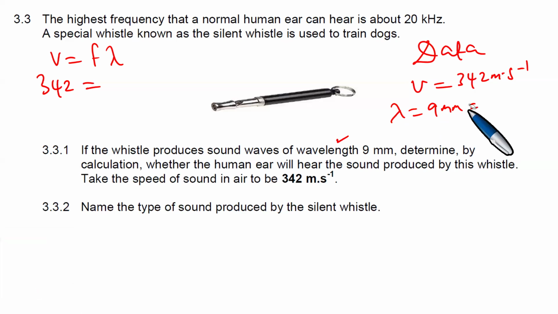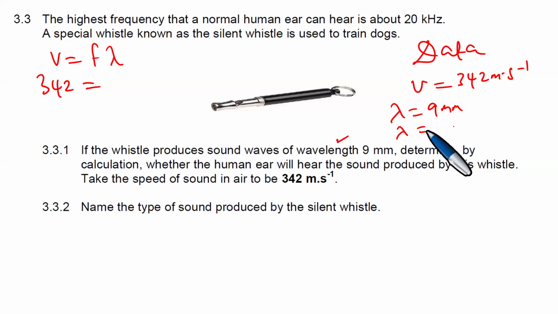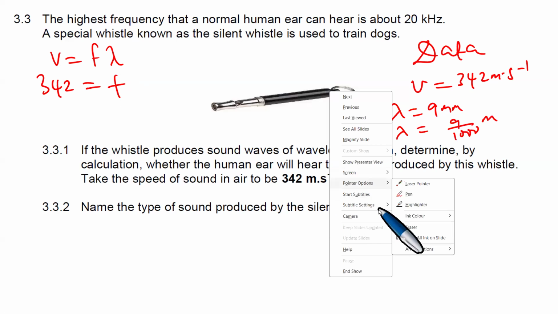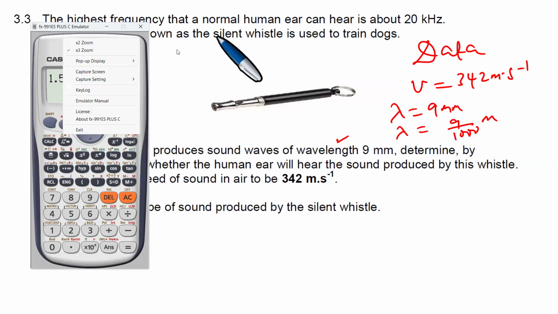you must convert it to meters. So how do you convert millimeters to meters? We divide by 1,000. So in the end, you have the substitution that you're supposed to do here. If you divide by 1,000, you can even use a calculator to see what's going to happen. Let us use our calculator.